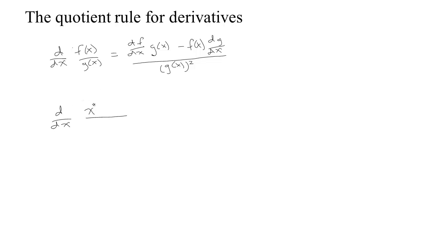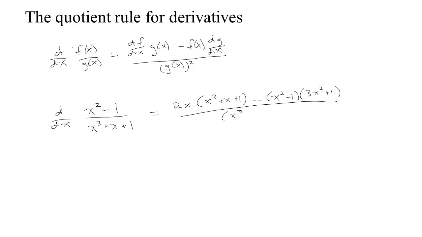Suppose we have the quotient of two polynomials, x squared minus 1 on top and x cubed plus x plus 1 down below. According to this quotient rule, you take the derivative of the top, which, using the difference rule, is just 2x, right? Because the derivative of this constant is 0. Derivative of the top times the bottom minus the top, and the top is x squared minus 1, times the derivative of the bottom, which is 3x squared plus 1 plus 0, all over the bottom squared. So x cubed plus x plus 1 squared.